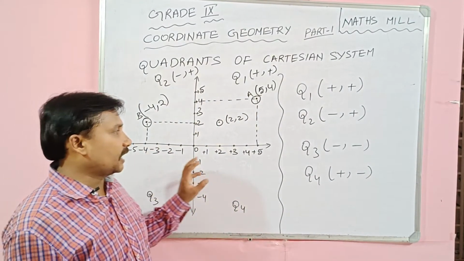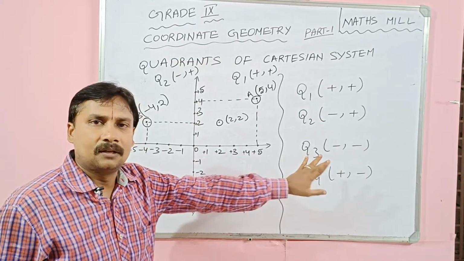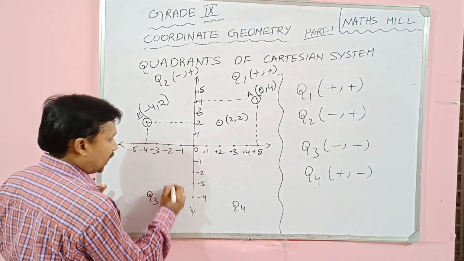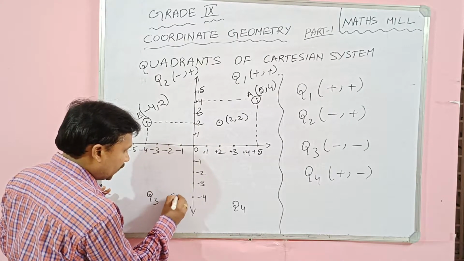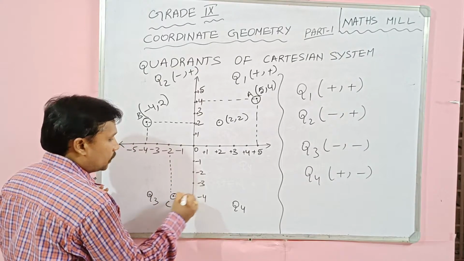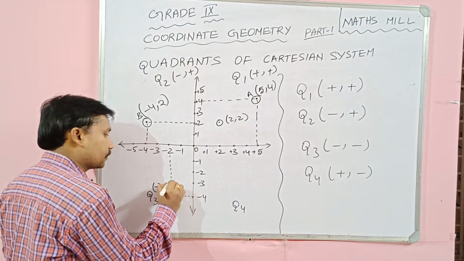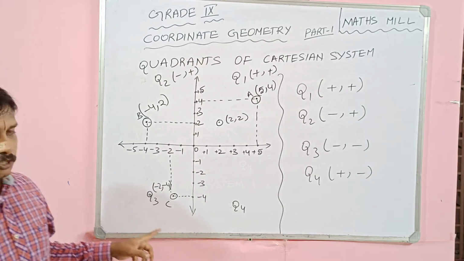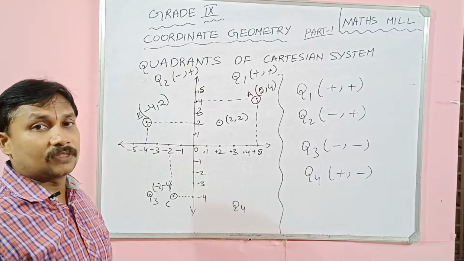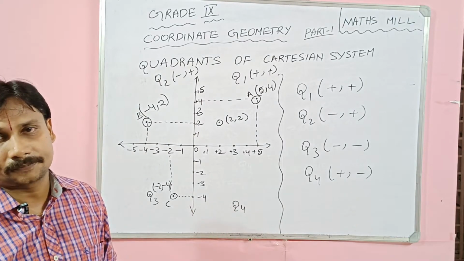So here coming to quadrant 3, the nature of quadrant 3 is minus, both are minus. See here it is minus, minus. So if I take a point here, let it be C. Randomly I am taking, here it is, first always x-axis, next y-axis, minus 2 comma minus 4. So what we have to learn here is that for a point in Q3, both the numbers must be minus.